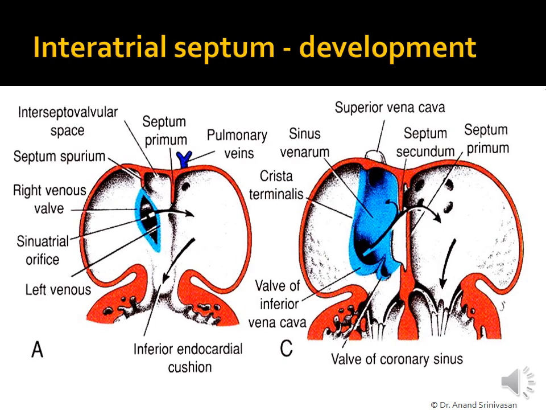See this once again. The sinoatrial orifice, the right and the left venous valves, and it's connected above by the septum. There is a septum which forms approximately in the middle, and that's the septum primum. The septum primum moves towards the endocardial cushion bud, and once it touches the endocardial cushion bud, another septum forms medially, and that's the septum secundum. And there is an ostium secundum which is found above.